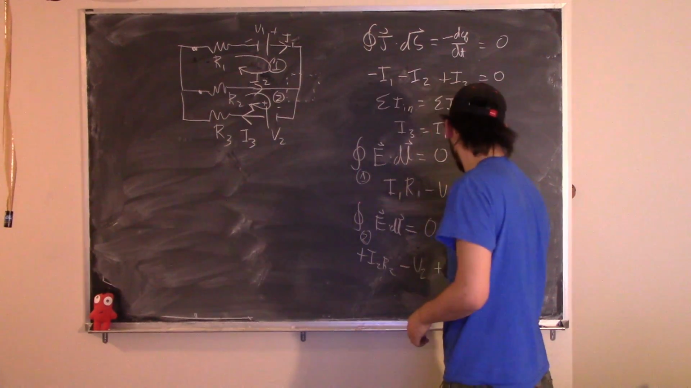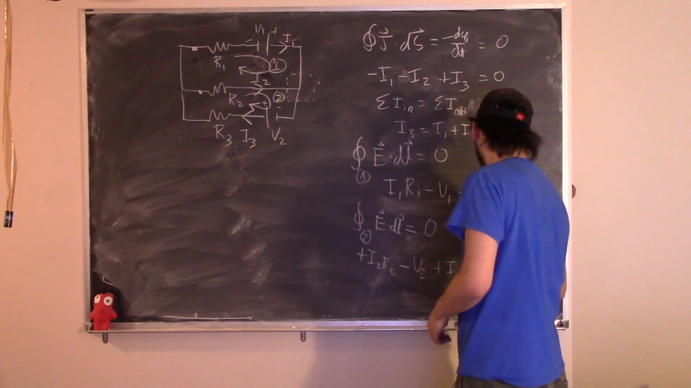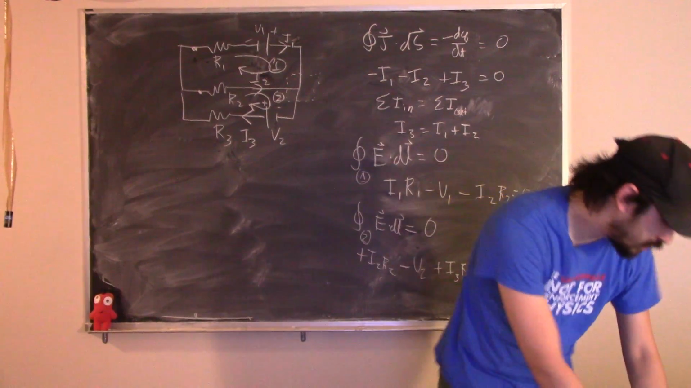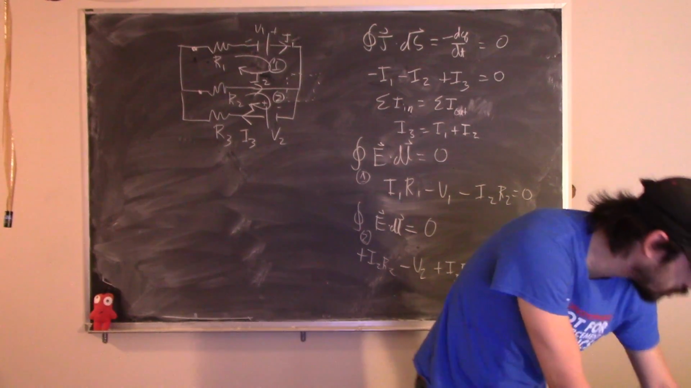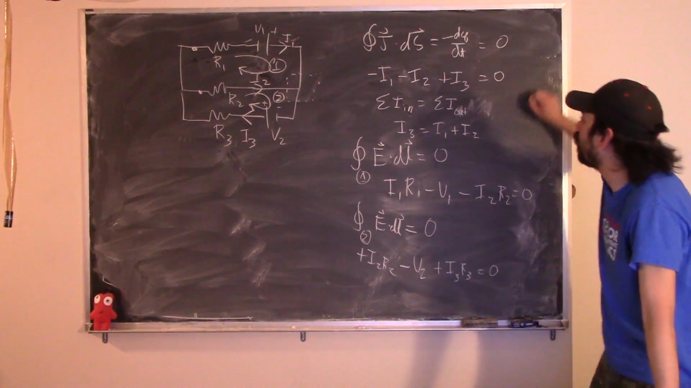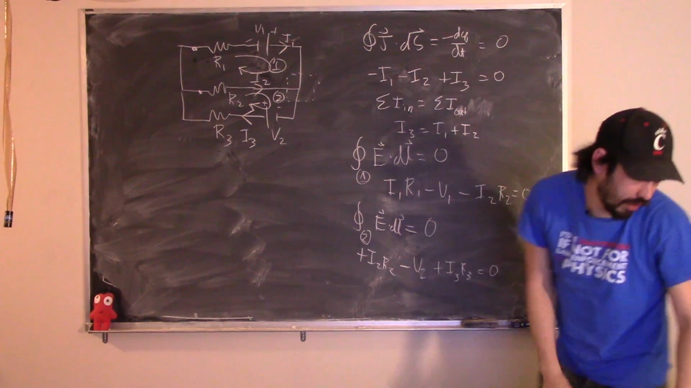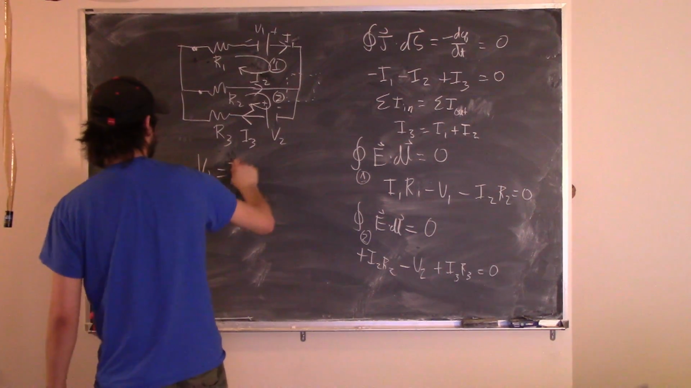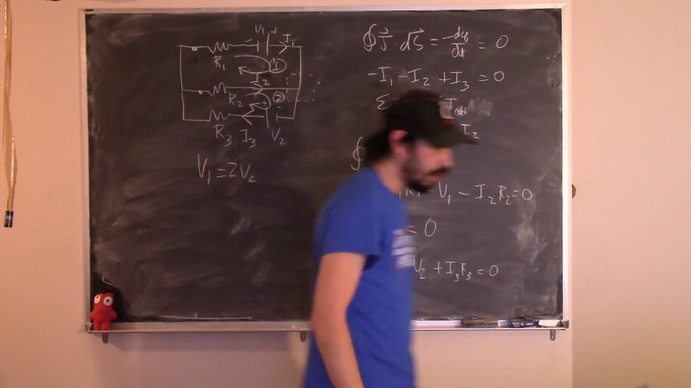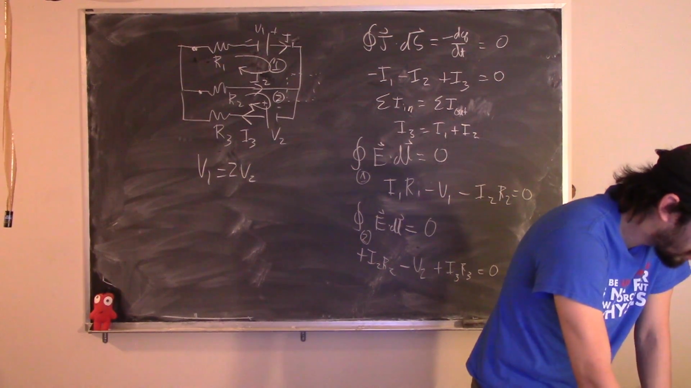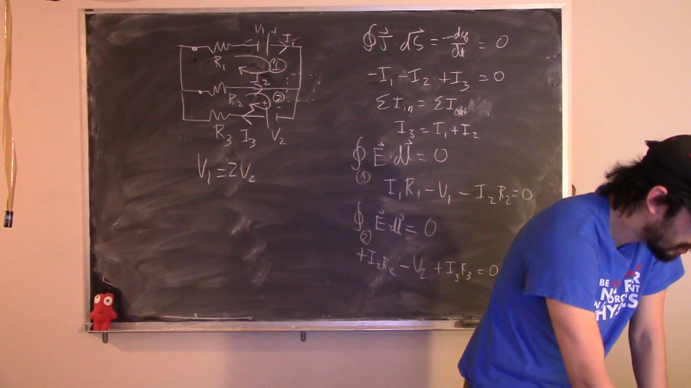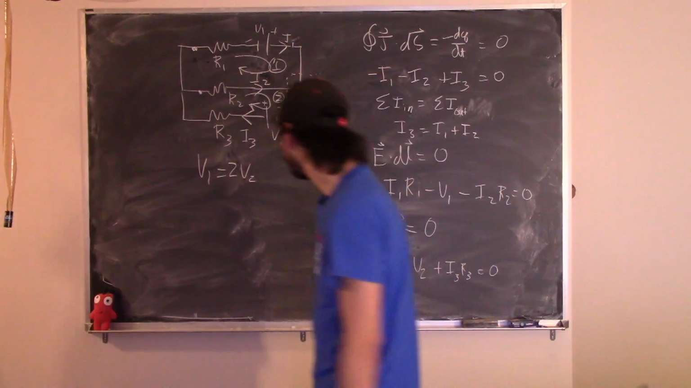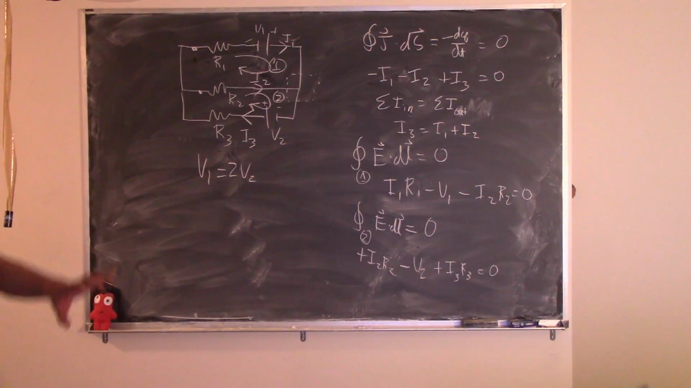And so this is going to be plus I3 R3 is equal to 0. Okay? So then let me see if there was any simplification made here. So for this problem, what they say is if V1 is equal to 2V2, how must R1 and R3 be related in order to have no current flow through the resistor R2? Okay? So this is one condition that we're given to simplify this.